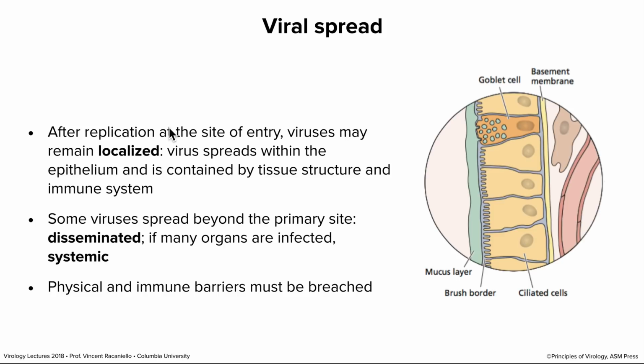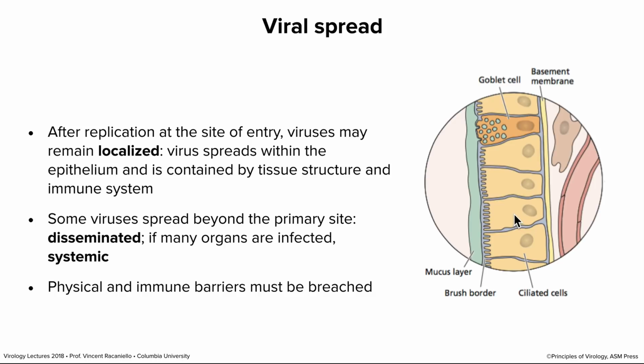There are two situations. First, viruses replicate at the site of entry and stay there. They remain localized. So if we had a virus infecting this respiratory epithelium, it can spread from cell to cell along the epithelium, but it doesn't get beyond that. It's contained by the tissue structure. In particular, the basement membrane makes it difficult for viruses to get into these subepithelial spaces. And the immune system can also play a role. When these cells are infected, the cells are going to send off signals that call in immune cells, and they can restrict the infection. That's one category.